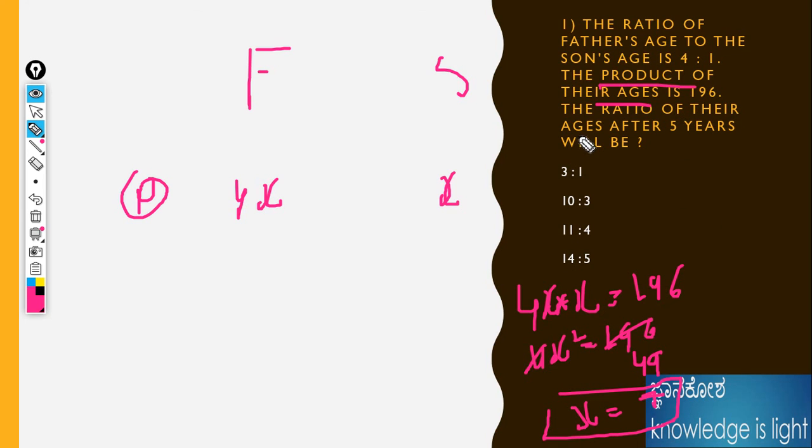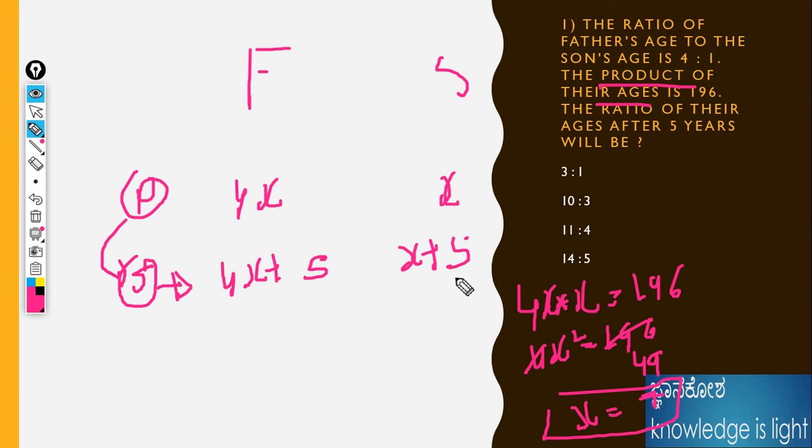The ratios of their ages after 5 years will be... That means the question is already told; maybe make it a circle. This is the future, which indicates 4x plus 5 and x plus 5. If you make the table like that, definitely there will not be any mistake at any time. Make it as a table, and definitely you will solve any problem. Any difficult problem you can easily solve. You will not have confusion for any problem.